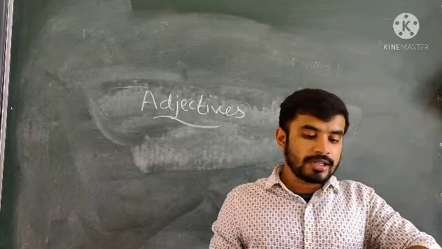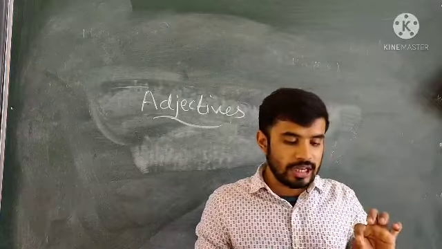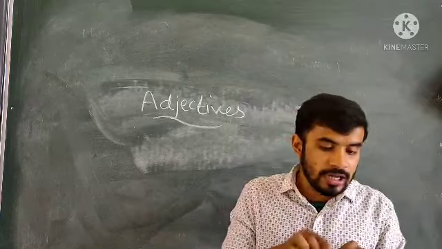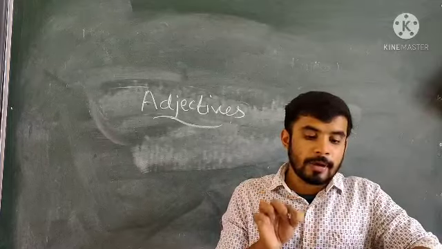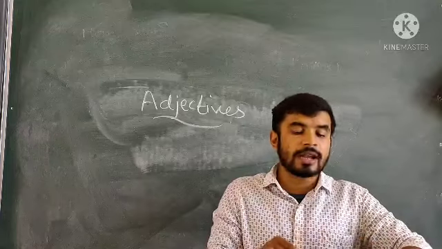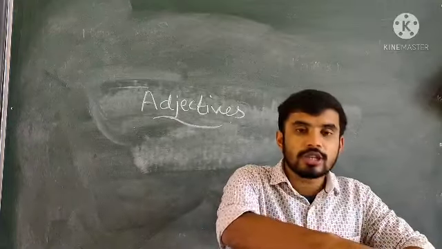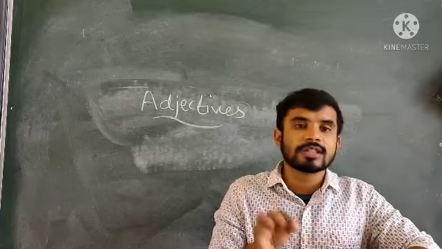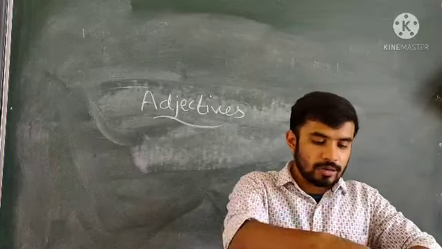When making a comparison at the same level, we use the positive degree of the adjective. See the example. The film is as interesting as its picture. So interesting is the positive form. When making a comparison at the same level, we use the positive degree. What is the comparative form of interesting? We can say more interesting. What is the superlative form? Most interesting. Come to the next one.